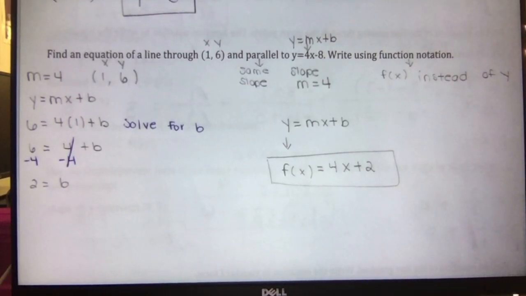Questions, comments, concerns for me so far? If not, let's do another example.